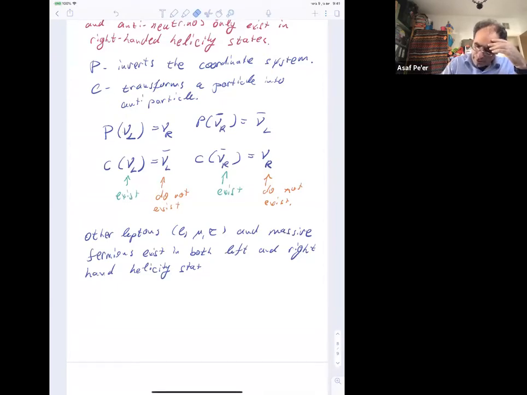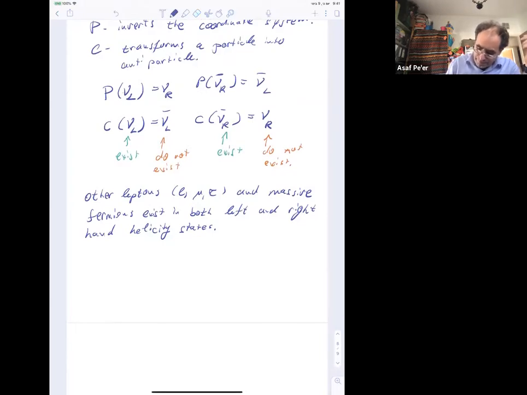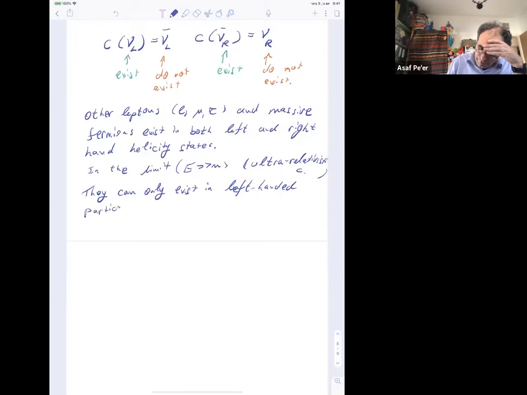But of course, if we go to the ultra relativistic limit, in the limit where E is much greater than M, they can only exist in the left-handed particle state or the right-handed antiparticle state, similar to the neutrino.